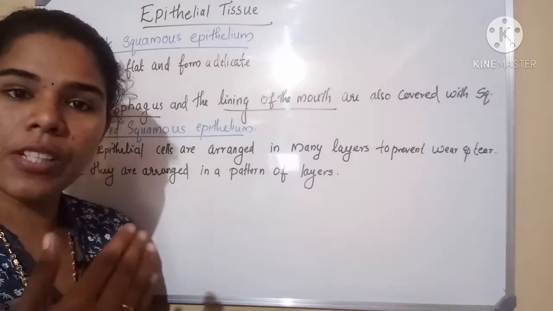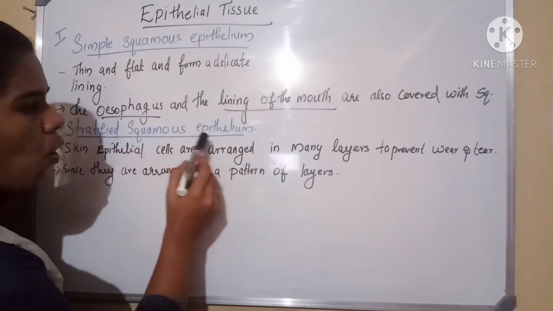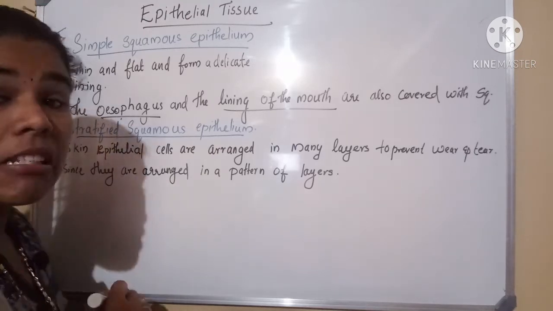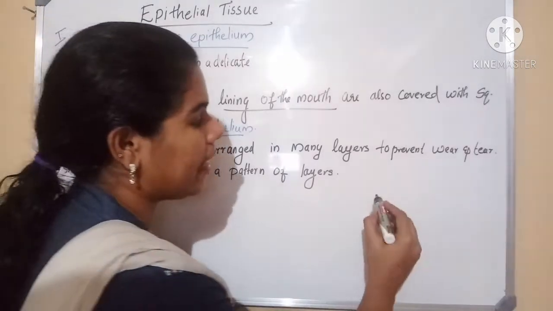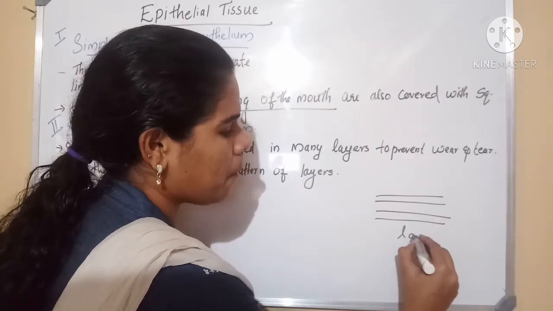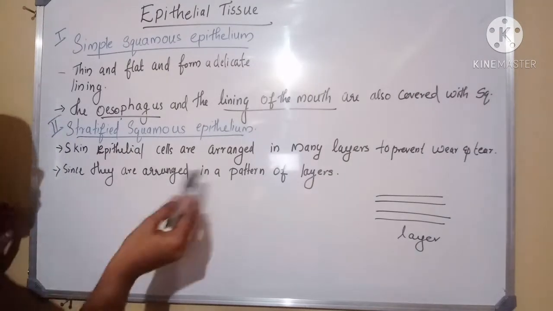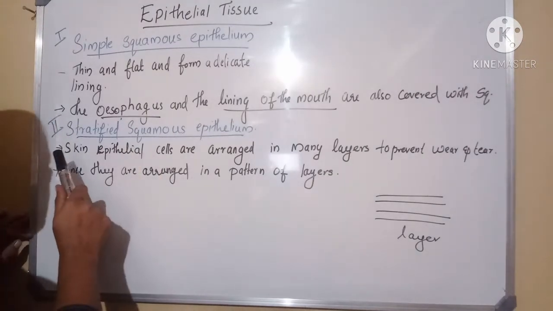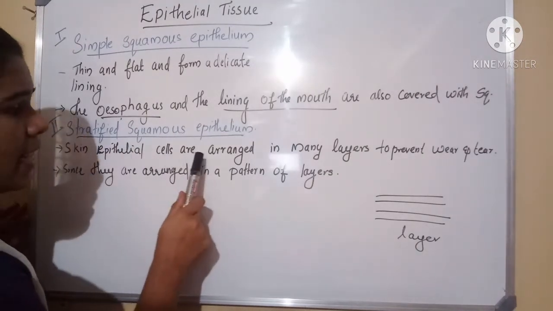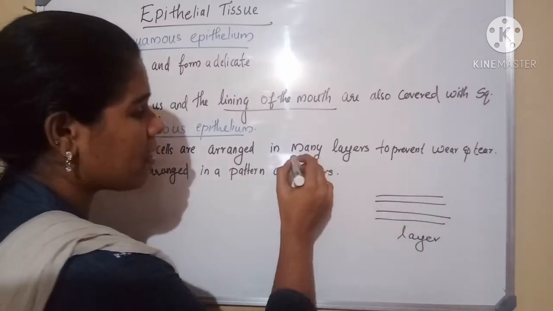The second one is stratified squamous epithelium. Strata means layers. So in stratified squamous epithelium, as in the skin, the epithelial cells are arranged in many layers to prevent wear and tear.